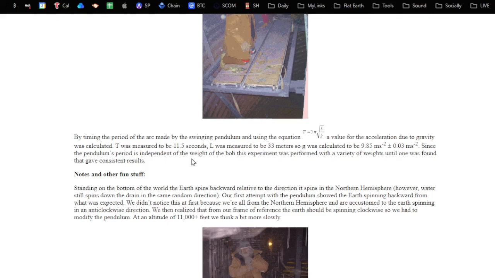T was measured to be 11.5 seconds. L was measured to be 33 meters. Again, 33 meters is not the correct height. The building is only 50 feet, not 100 feet. So g was calculated to be 9.85 meters per second squared.